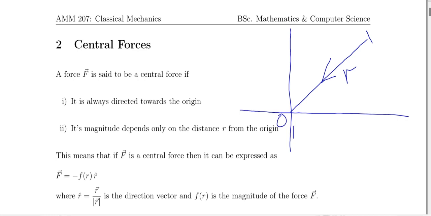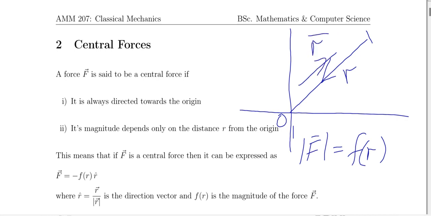In this case, we say that the magnitude of F is a function of r, and the direction is towards the origin. So in this case, we write F, because we can think of a position vector in this direction, and call it vector r, then the force F will be in the opposite direction of r.